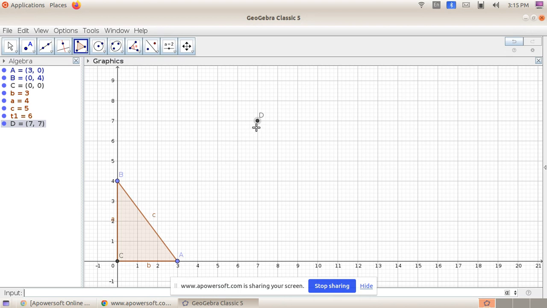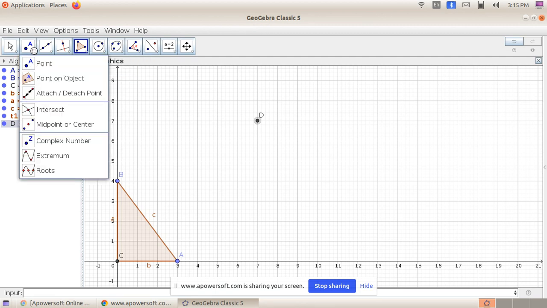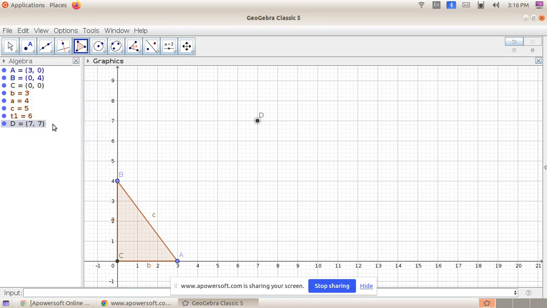Now I am going to take the center of C and D. In order to prove the Pythagoras theorem, I am going to mark the center of C and D. For that, from the point tool, take the midpoint, taking the point C and the point D. So I got a midpoint here.